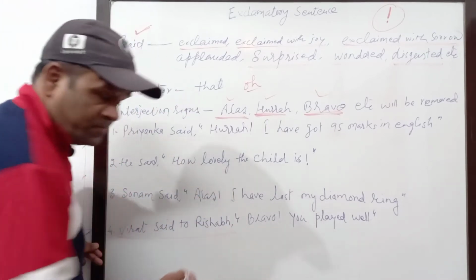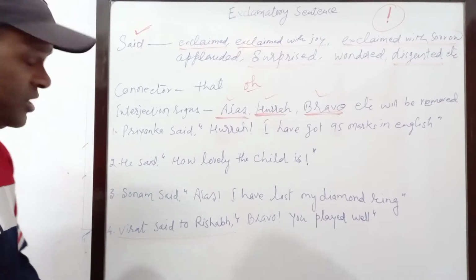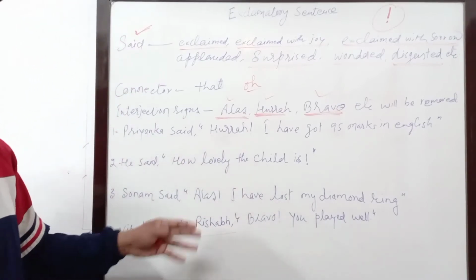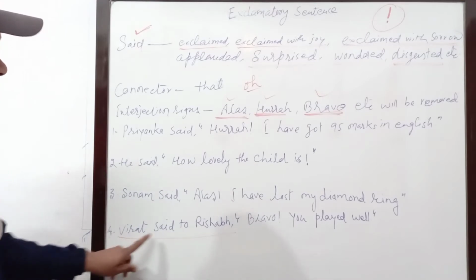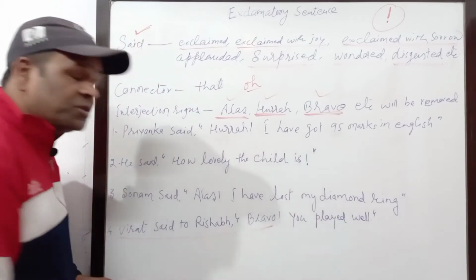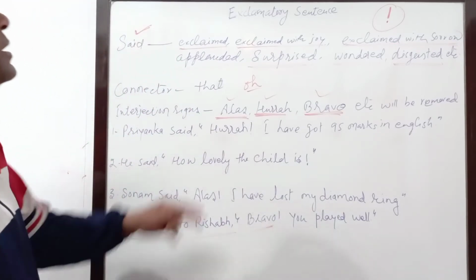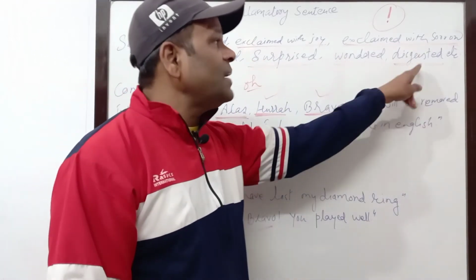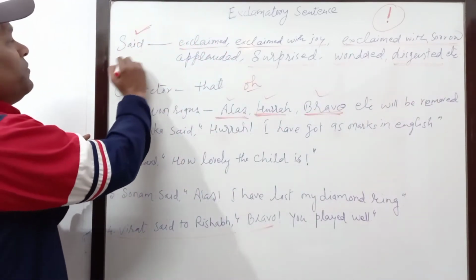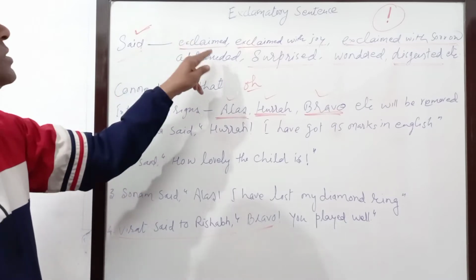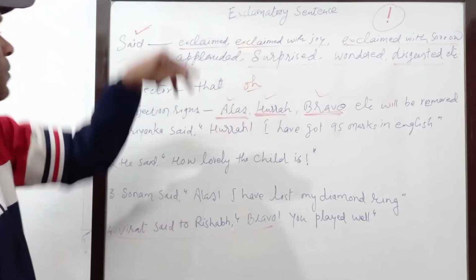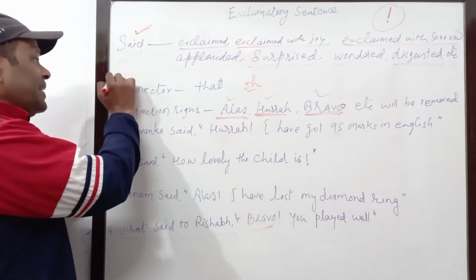Virat said to Rishabh, in the previous series of Australia, if you check, Rishabh Pant, in the last test, the Gabba test, he just created a miracle. So Virat said to Rishabh, bravo, you played well. So what is Virat doing to Rishabh? He is actually applauding. Then surprised, then wondered, and then disgusted. So my dear children, remember that you have to be very careful with this use of the reporting verb in exclamatory sentences.